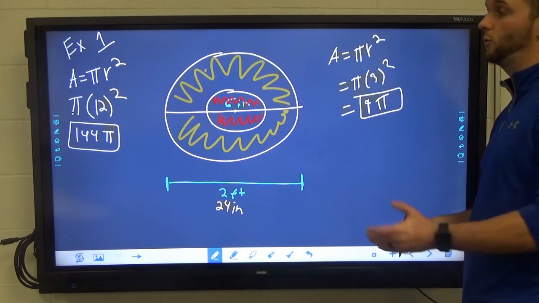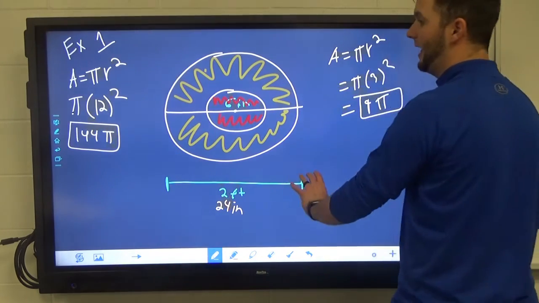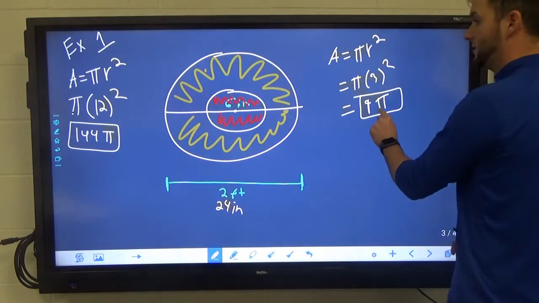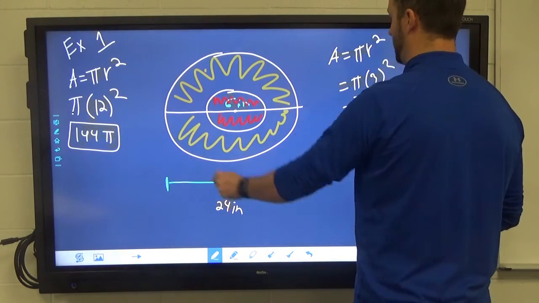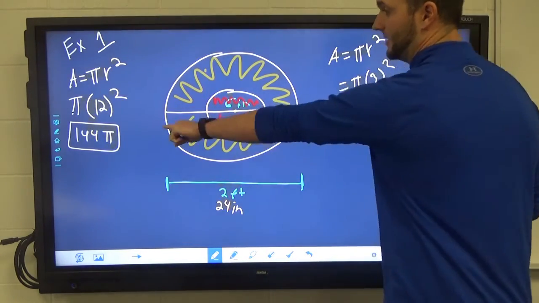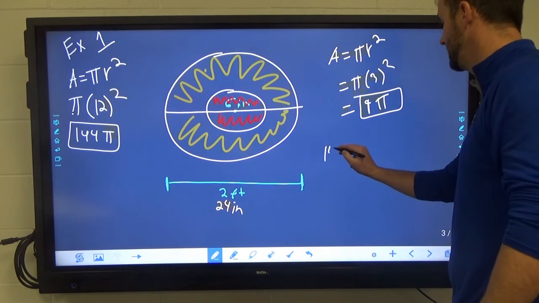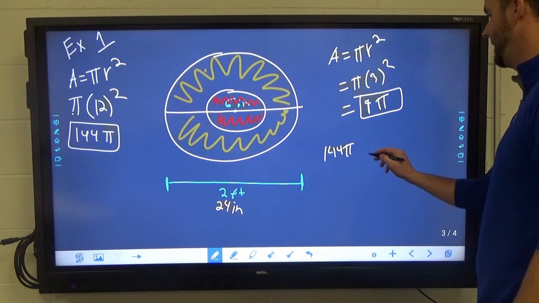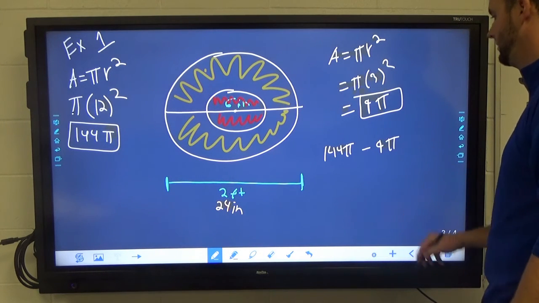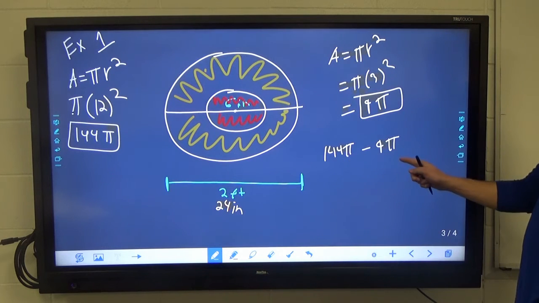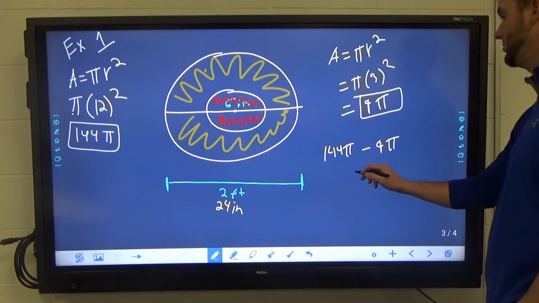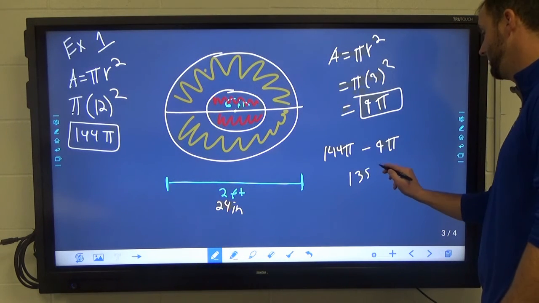So I told y'all in order to find the area of the yellow section, I need to take out this from my center circle. Okay? So what I'm going to do is I'm going to take 144 pi, which is the whole thing, and I'm going to subtract 9 pi from it. So then 144 minus 9 is going to end up giving me 135 pi.